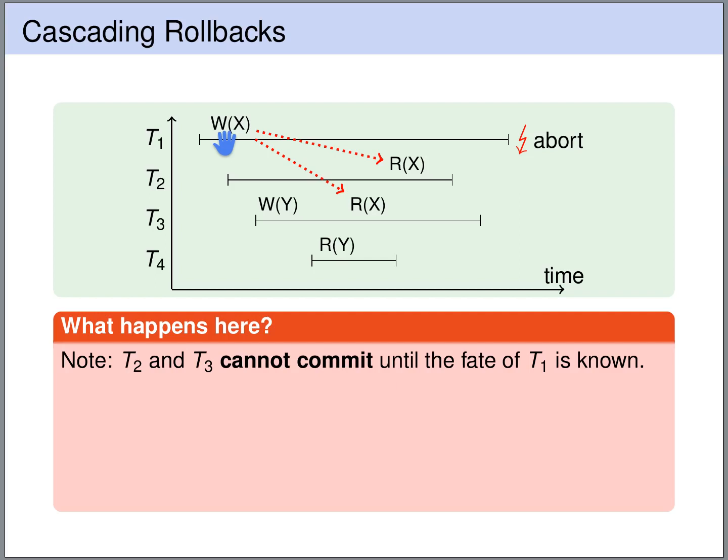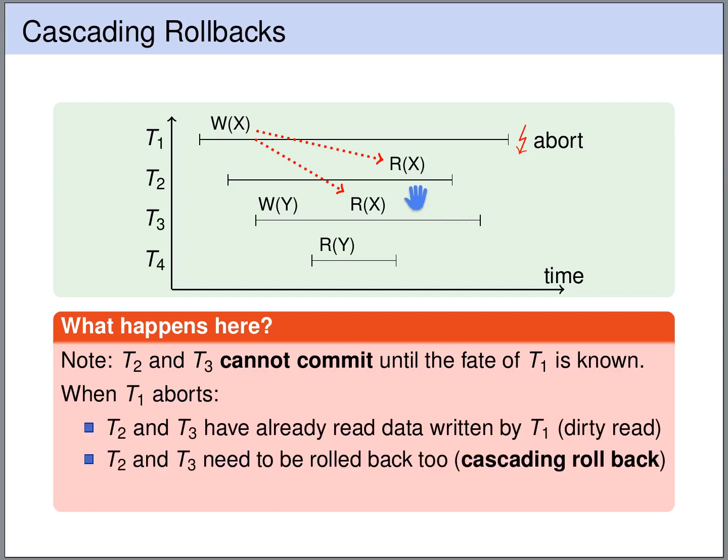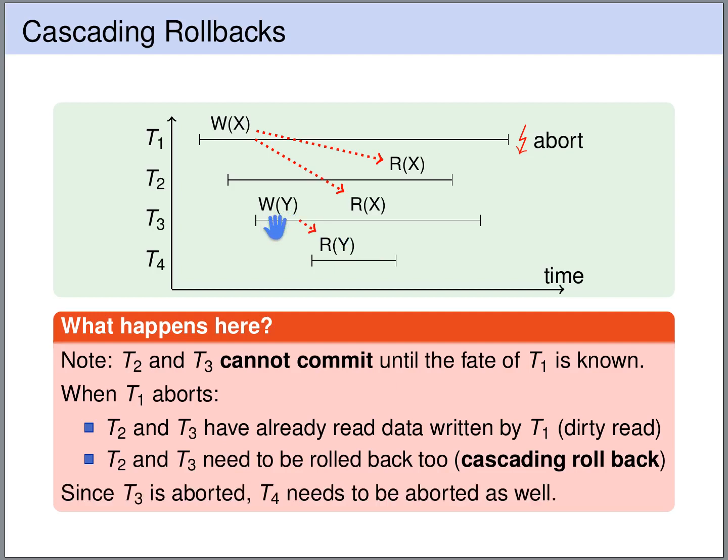Now that T1 is aborted, it also means that T2 and T3 must be aborted as well, because T2 and T3 have read a value that has never been committed to the database. So these 2 reads are dirty reads. Moreover, since T3 is aborted and T4 has read the value written by T3, it means that also T4 must be aborted. So this example illustrates that these rollbacks can be cascading. They can cascade for more than one level.